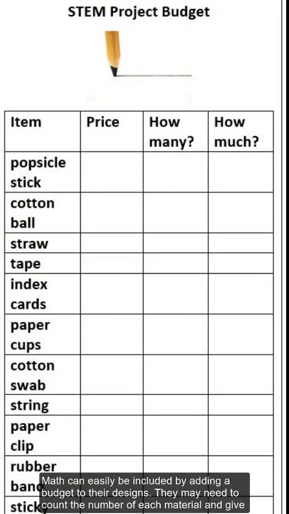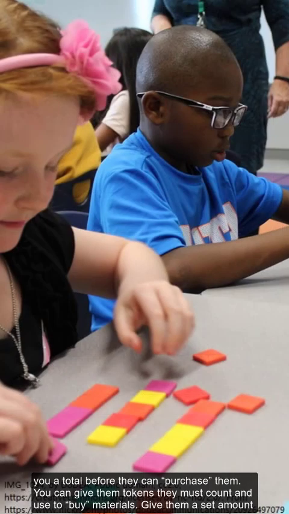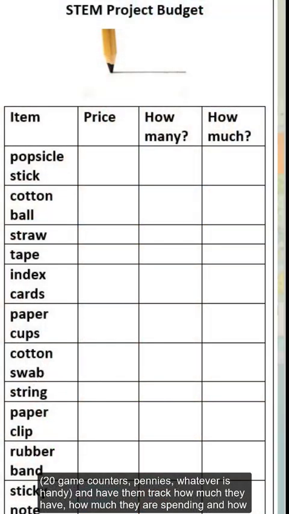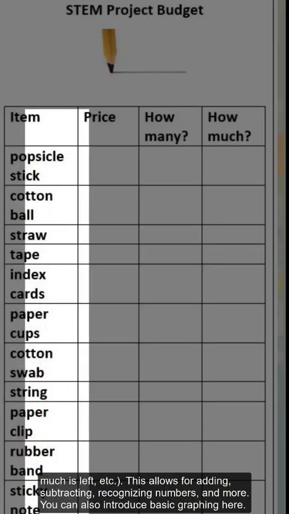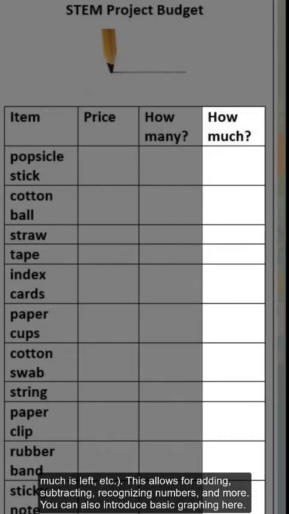Math can easily be included by adding a budget to their designs. They may need to count the number of each material and give you a total before they can purchase them, or you can give them tokens that they must count and use to buy materials. Give them a set amount, 20 game counters, pennies, whatever is handy, and have them track how much they have, how much they are spending, and how much is left. This allows for adding, subtracting, recognizing numbers, and more.